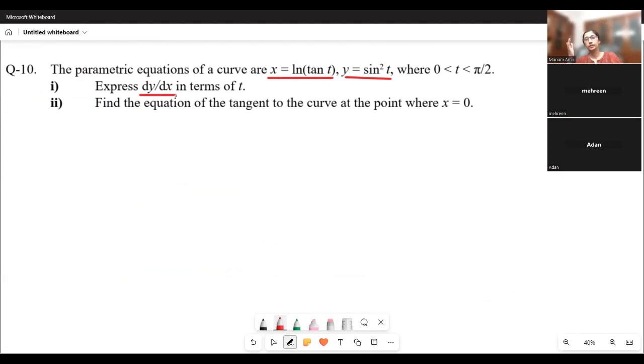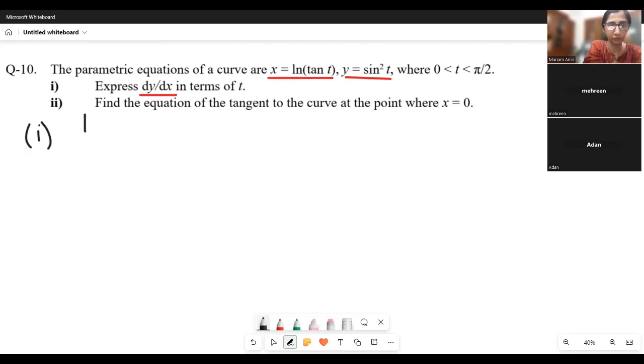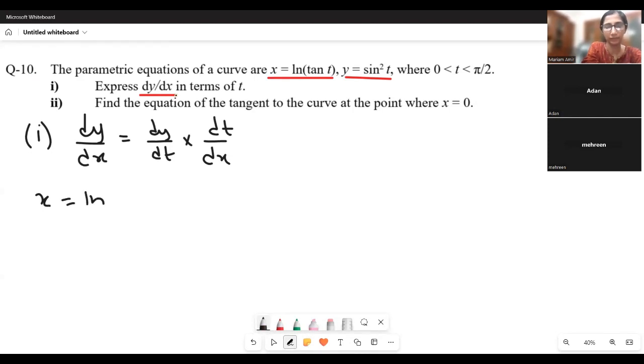Again x is in the question, y is in the question, so the chain rule is used. Part 1. Apply chain rule. Dy over dx would be equal to dy by dt times dt by dx. So derivate both of the given equations. x equals ln tan t. Now we have to derivate this with respect to t.